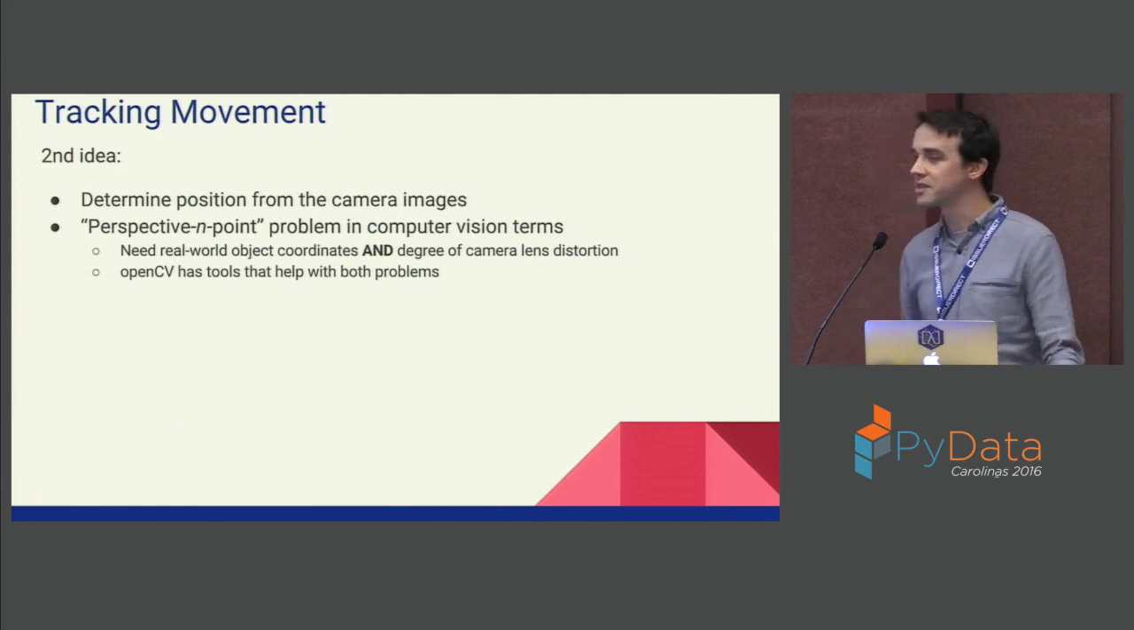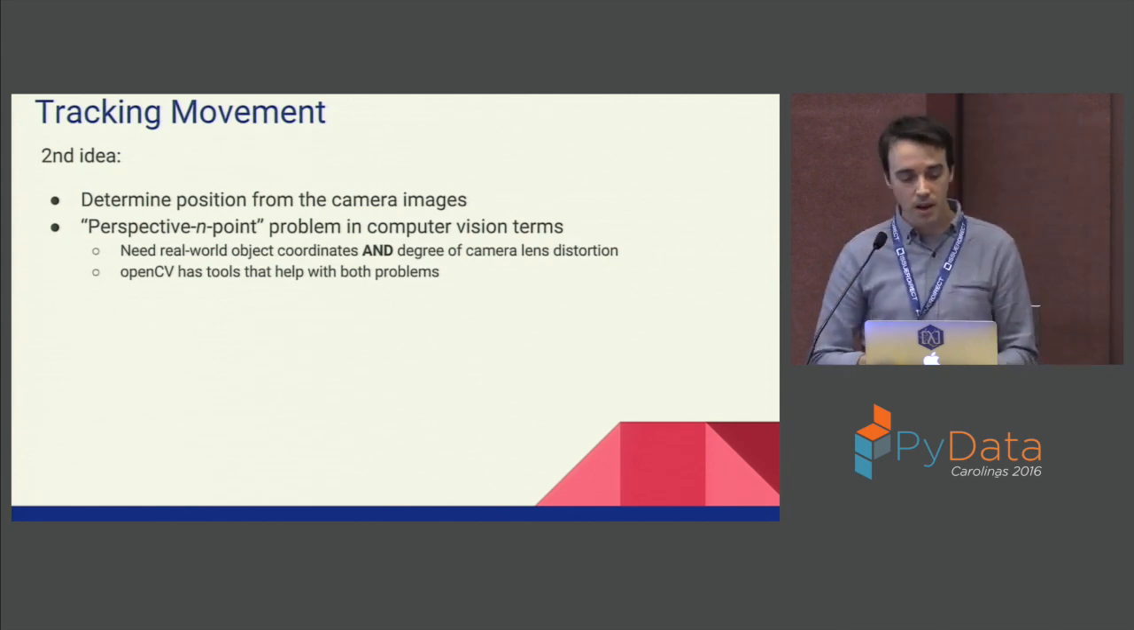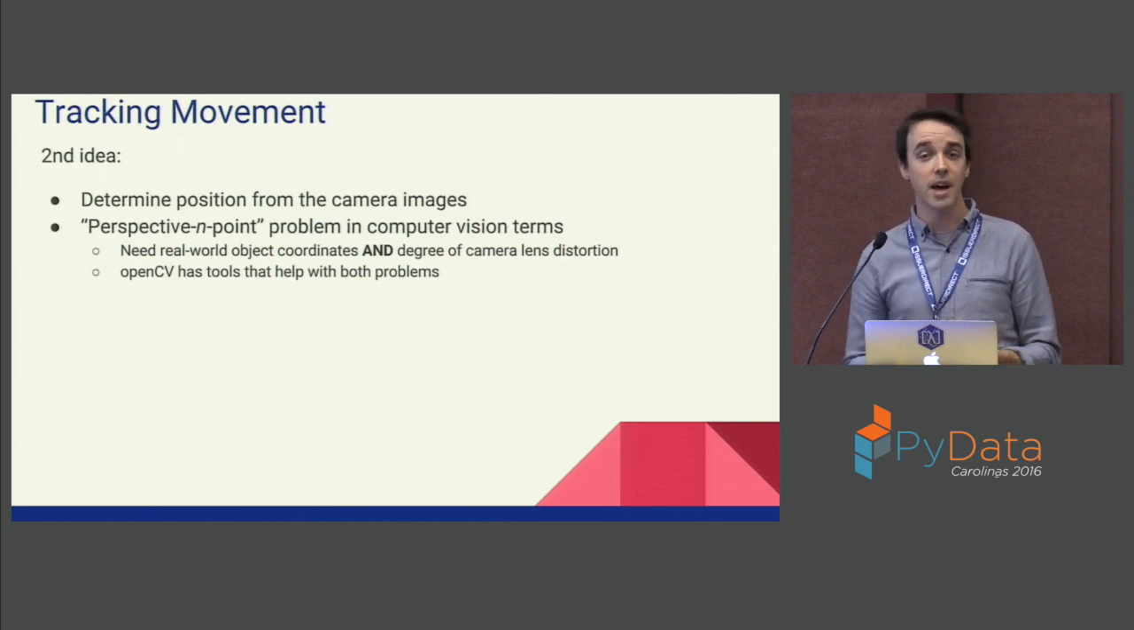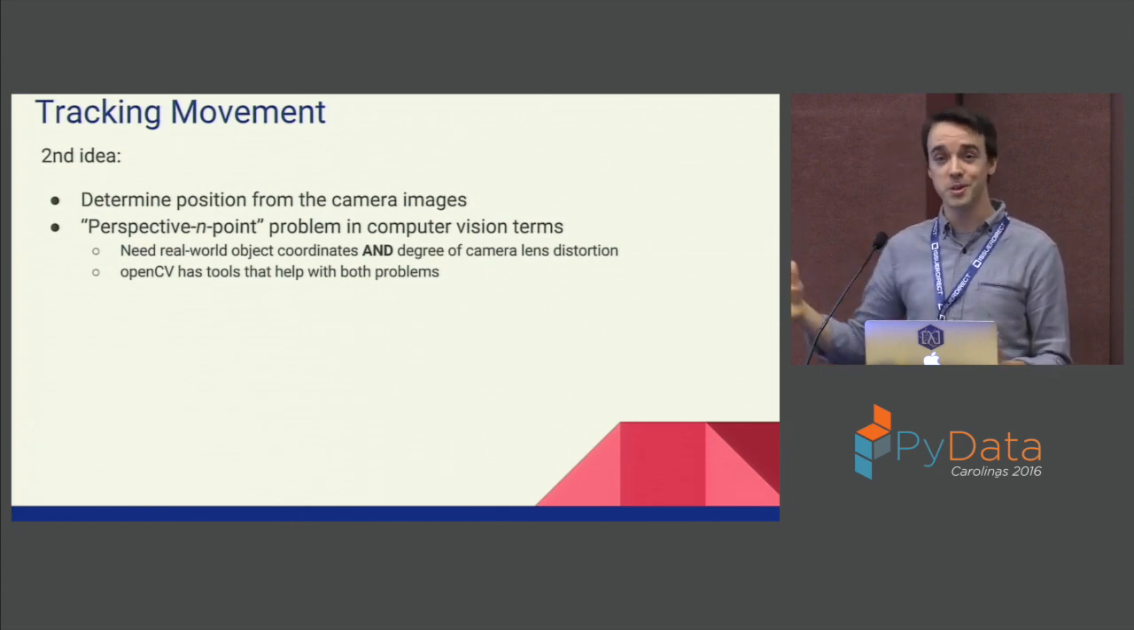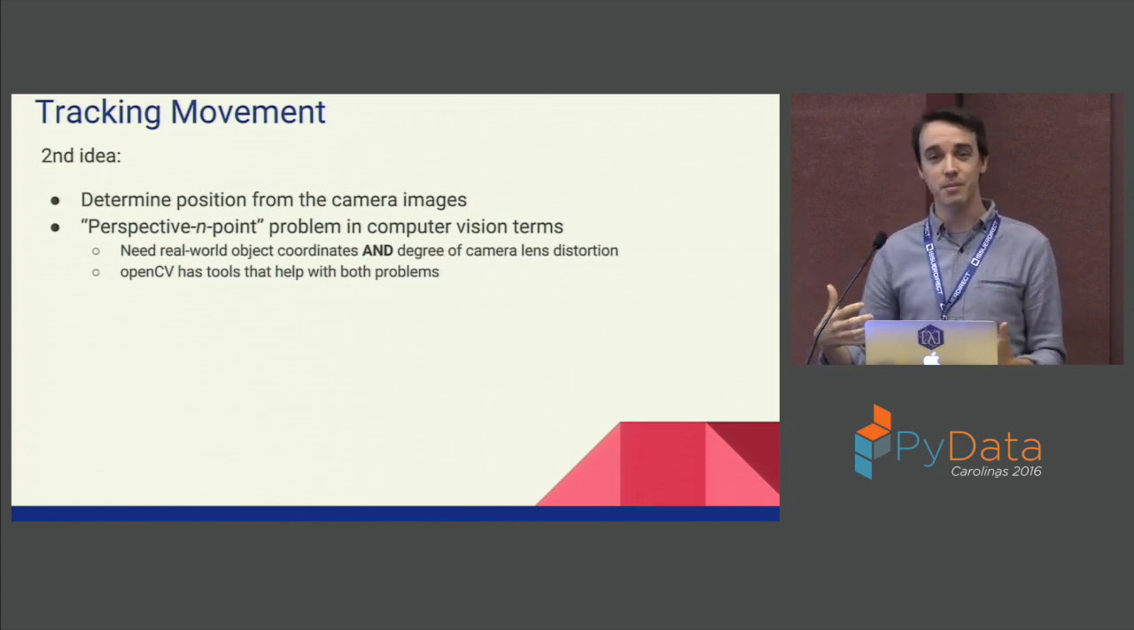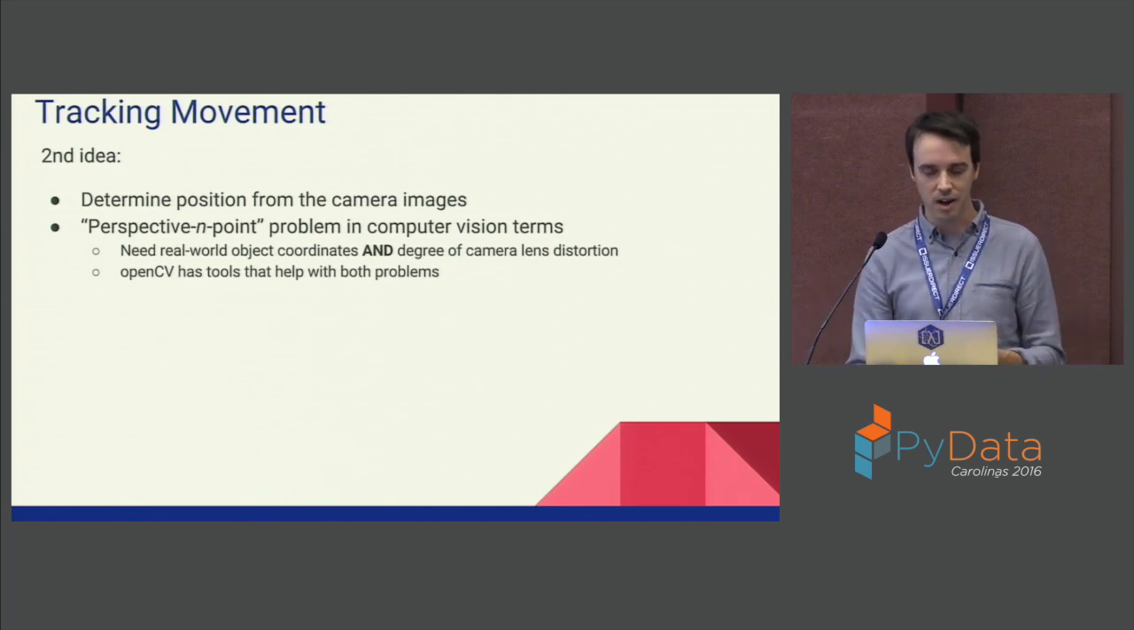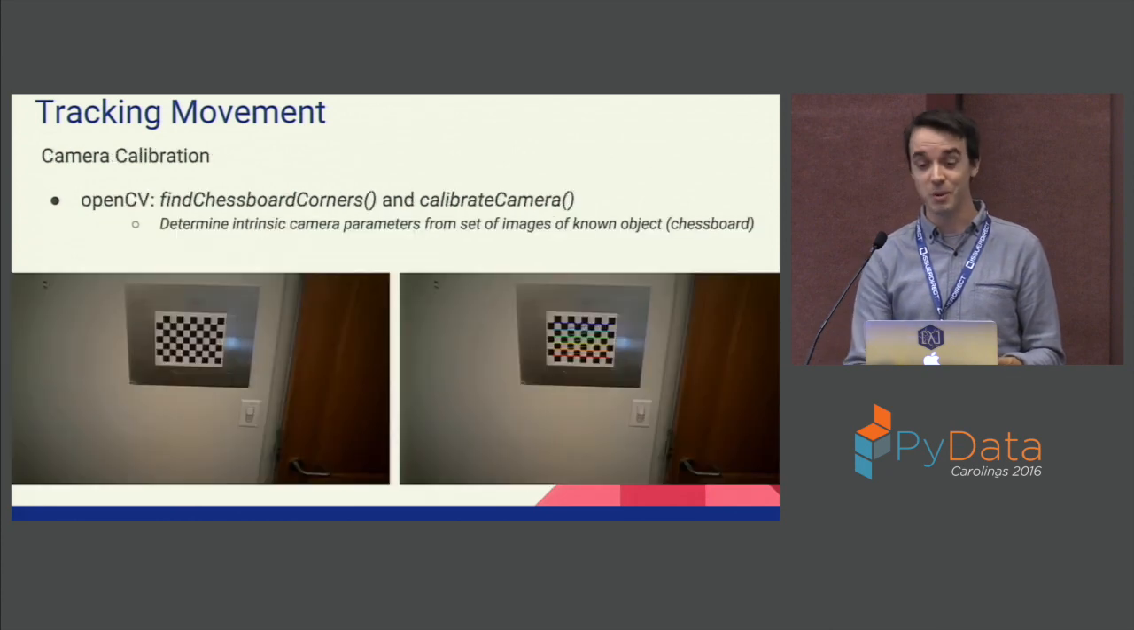In computer vision terms, this is what's called the perspective-n-point problem. And it turns out to solve it, you need to know not only the size of the object in the real world, but you also need to know to what degree your camera lens is distorting the images that are coming in. And thankfully, OpenCV has tools that will help you with both of these steps.